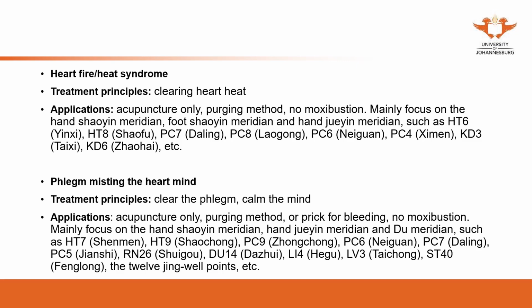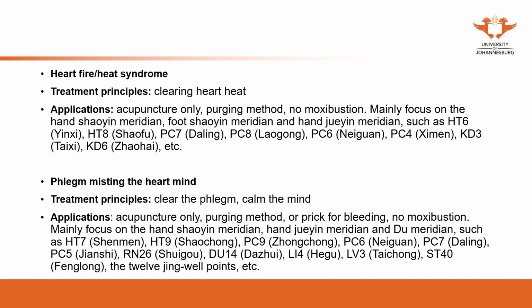We're going to focus on the hand Shao-yin meridian, hand Jue-yin meridian, and Du meridian, such as heart 7, heart 9, pericardium 9, pericardium 6, pericardium 7, pericardium 5, Ren 26, Du 14, large intestine 4, liver 3, stomach 40, and the 12 Jing-well points. Stomach 40, Fenglong, we have mentioned quite a few times. Those points can be used for clearing phlegm.